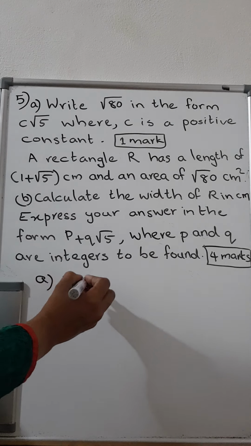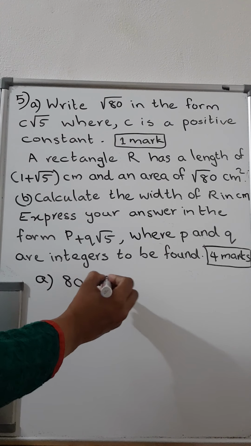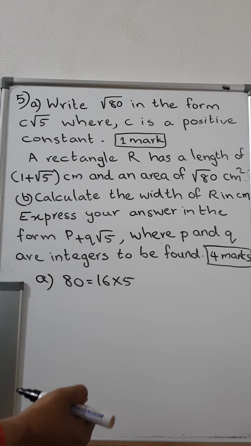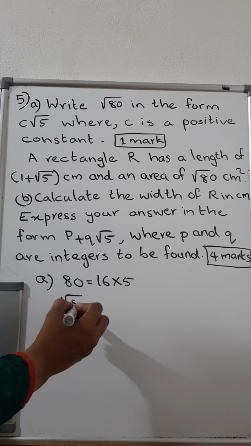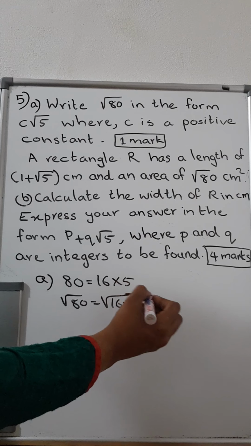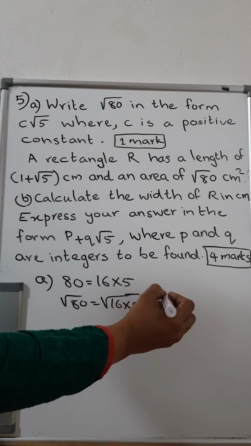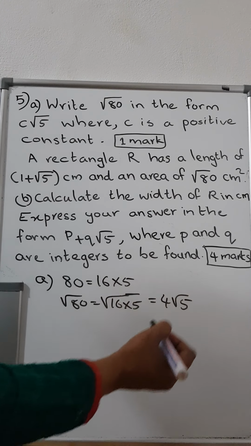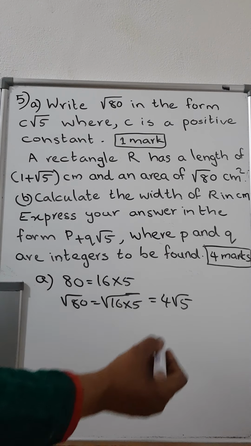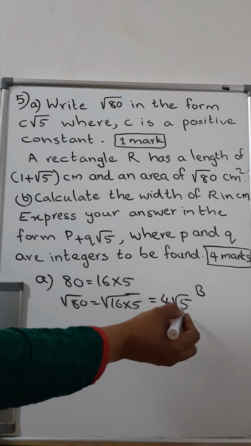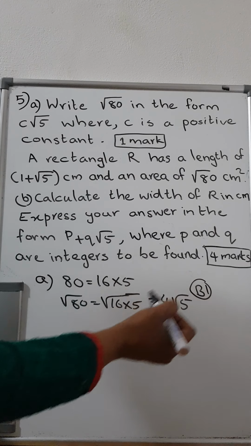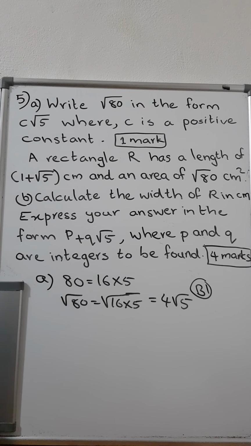We know 80 can be written as 16 times 5. See, 16 is a perfect square here. So root 80 we can write as root of 16 times 5, that is root 16 times root 5, that is 4 root 5. See, here c is 4. 4 is a positive constant. Once you need to just write 4 root 5, the answer only, no need of showing any steps. Once you write, you will be getting 1 mark, B1, the independent mark.